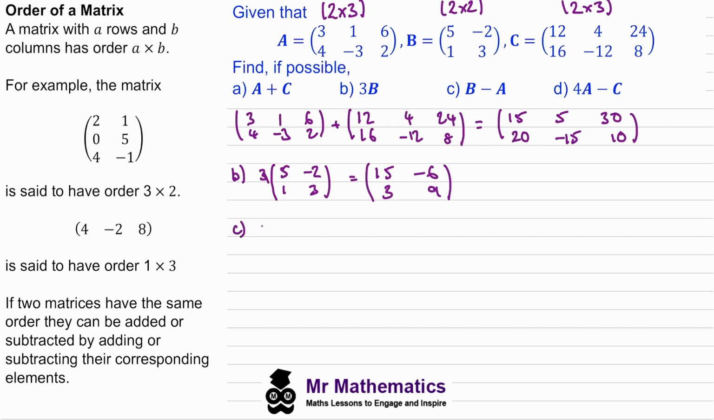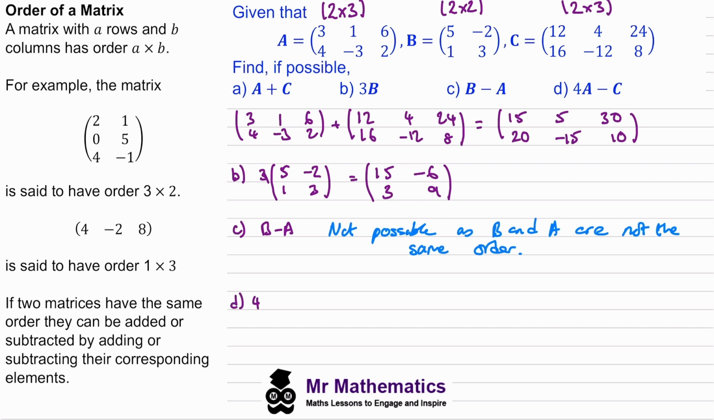Question C, B minus A. Well, we can see that B is 2 by 2, and A is 2 by 3. Because these have a different order, it's not possible to add or subtract them. And then for question D, we've got 4A, which is 2 by 3, take away the C, which is also 2 by 3. So we can work out question D as 4 lots of matrix A minus matrix C.